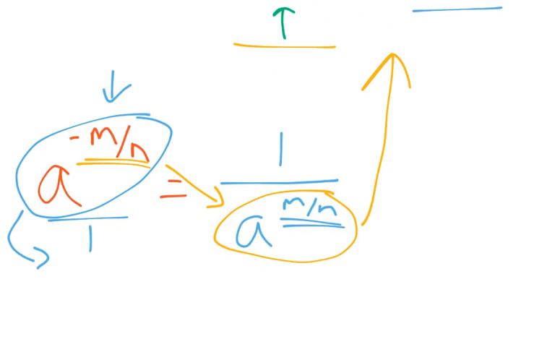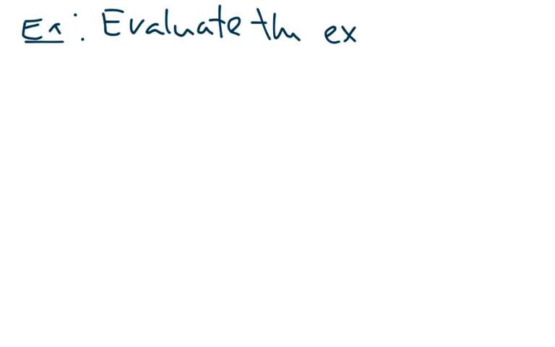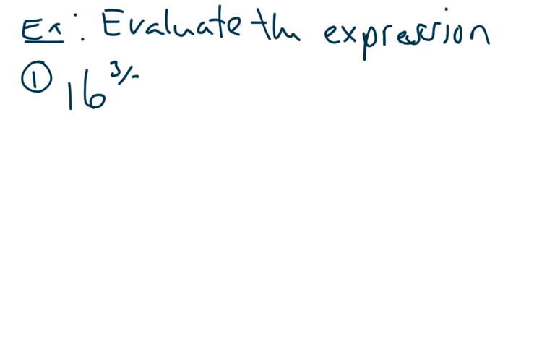Okay, so how we're going to use this is using it to, let me write an example here, evaluate the expression. Pardon the handwriting, it's a little weird. So let's just jump into one. Number 1, 16 to the 3/2 power. Like I said, it's easier to make things smaller and then a little bigger rather than go really big and then come down. So for this one I'll write out both methods.